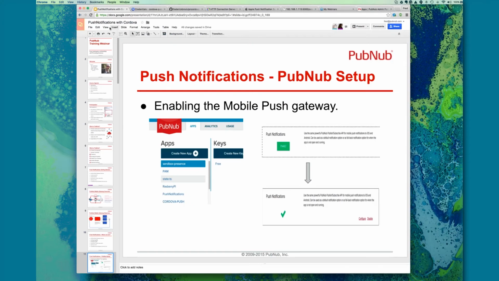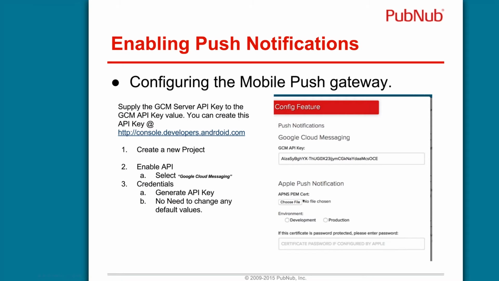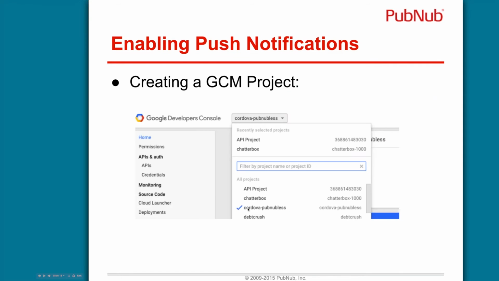So let's go back over here. Again, enable push notifications. Once you enable push notifications, you're going to want to jump out to console.developers.android.com, create a new project, and enable the cloud messaging API. From credentials, generate an API key, and no need to change any of the default values. I think the screenshots here just take you through that.